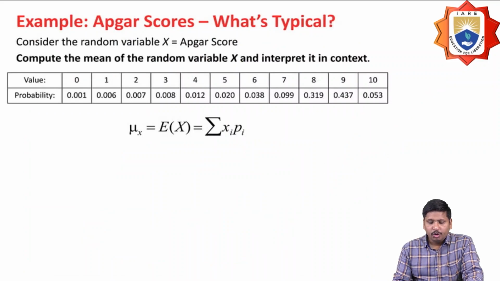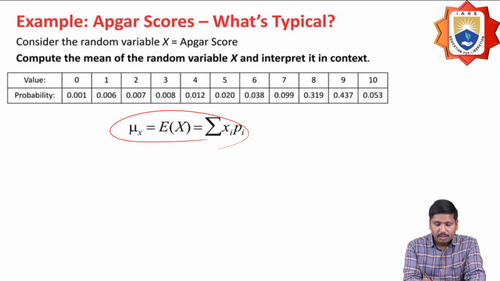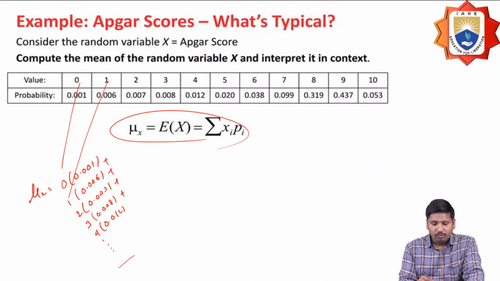So let us consider how we calculate the mean of these Apgar scores. This is the list of values here. How can you calculate the mean? We can write mu of x equal to 0 times 0.001 plus 1 times 0.006, plus 2 times 0.007, plus 3 times 0.008, plus 4 times 0.012, and like this we add up all the terms.